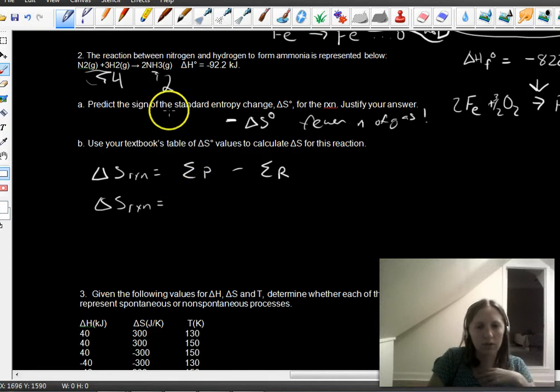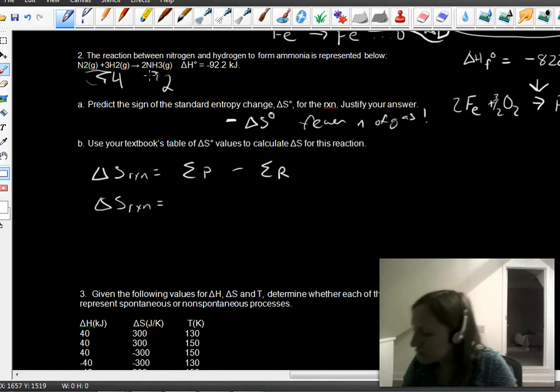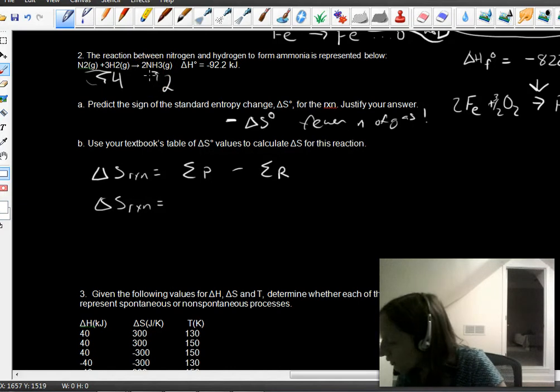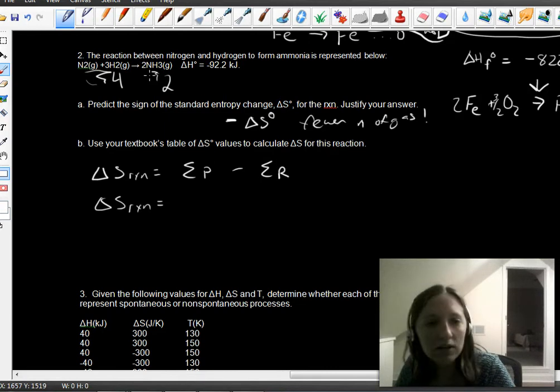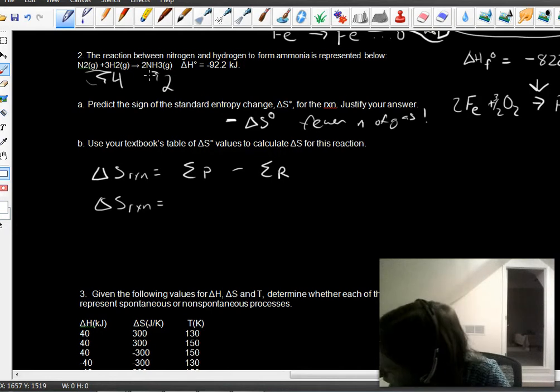So let's see, we've got the products, which is going to be ammonia. So let's go to our textbook and find ammonia under the nitrogen section. There we go, ammonia. And we've got a couple of ammonias, aqueous and gaseous. This is gaseous ammonia.